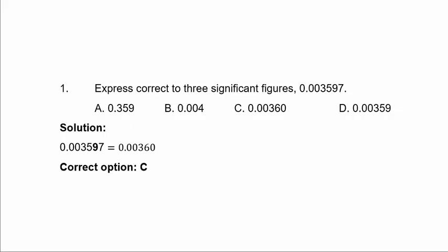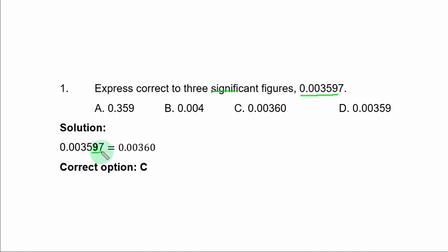Question 1. Express correct to 3SF 0.003597. SF simply means non-zero digits from the left. So the first three non-zero digits from the left, we must consider 9. 9 is the third non-zero digit. The next number is 7.